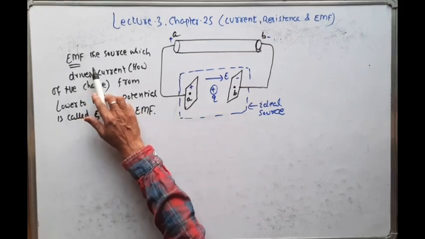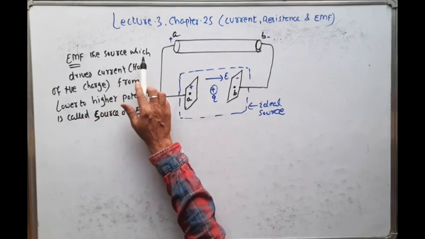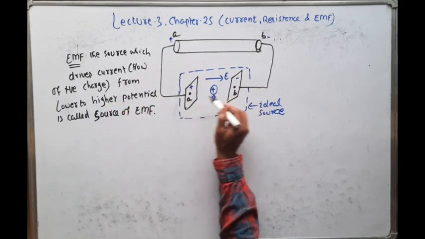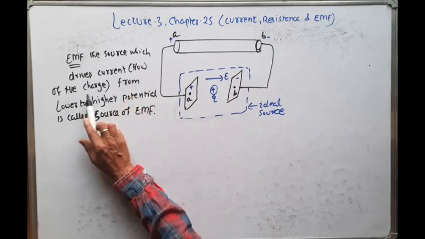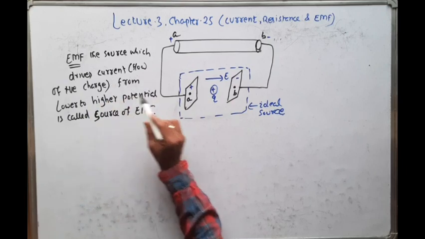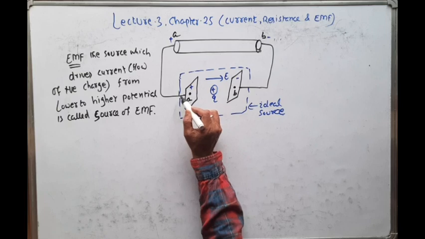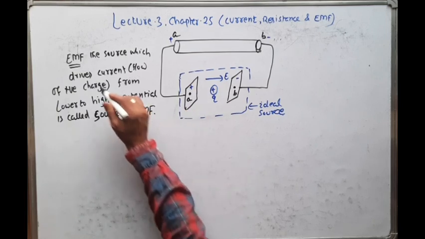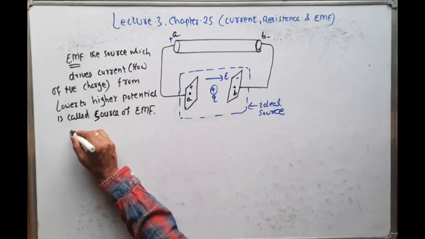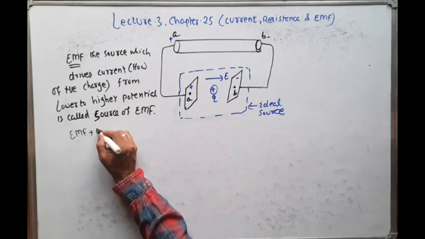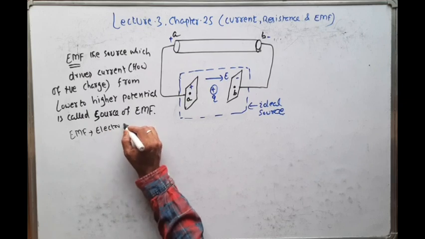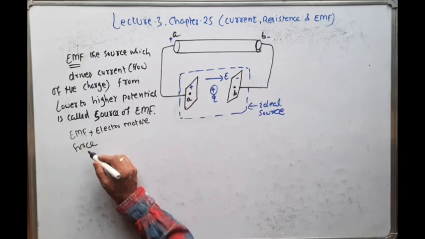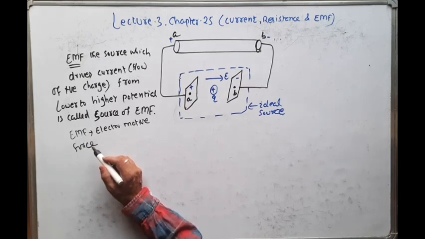Then what is EMF? EMF is the source which drives the current, that is, drives the positive charge. Flow of positive charge is the current. So the source that drives charge from lower potential to higher potential is called the source of EMF. What is the full form of EMF? It is electromotive force.